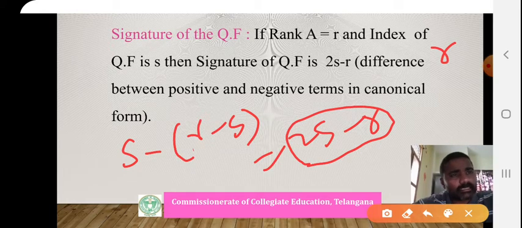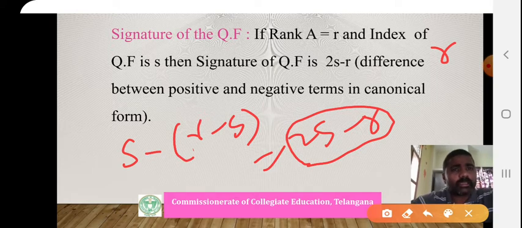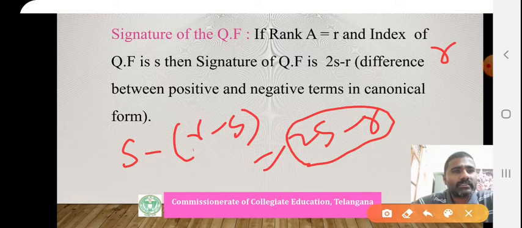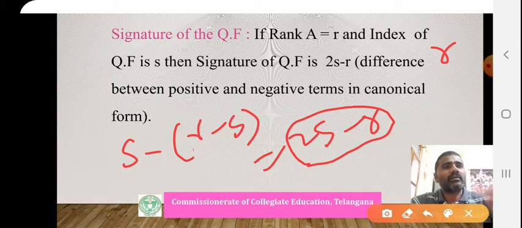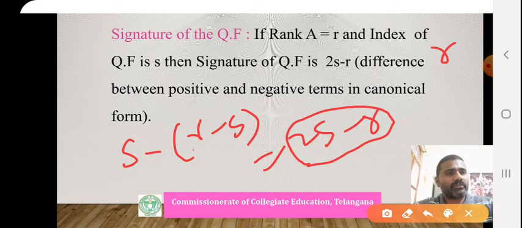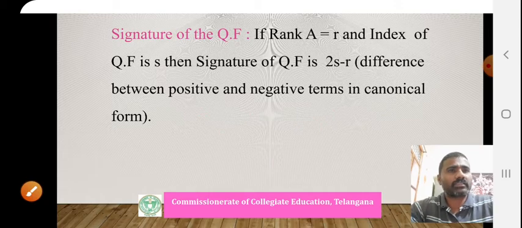Or simply we say that in the canonical form, the difference between the positive terms and negative terms is called the signature of the quadratic form. If there are s positive terms, then the negative terms are total terms minus positive, r minus s. The difference is s minus (r minus s), which equals 2s minus r. The excess number of positive terms over the negative terms is 2s minus r. This is the signature of the quadratic form.